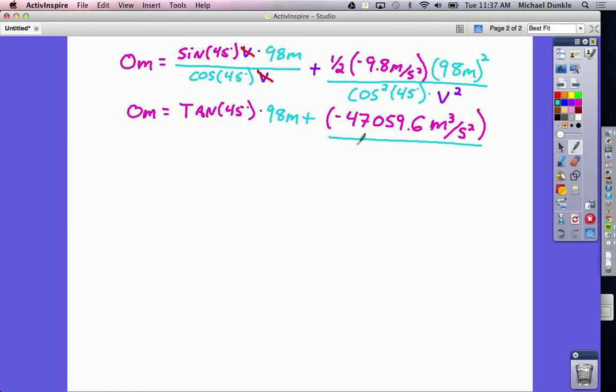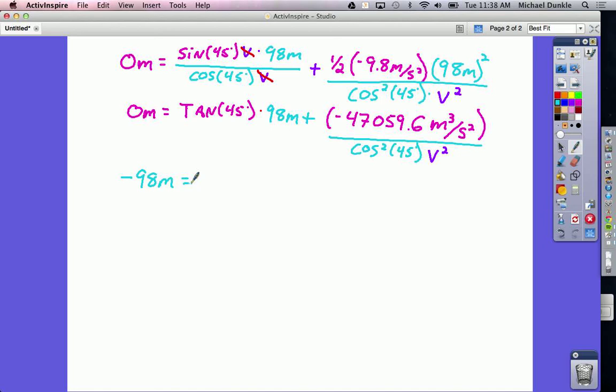And in my denominator, I still have my cosine squared 45 degrees multiplied by my velocity squared. Now what we can do from here, a little bit of algebra, and I'm going to move my tangent 45 multiplied by 98 over to the left. Tangent 45, if you plug that in your calculator, you realize is just 1. So 1 times 98 is just 98. So moving my 98 over to the other side, 0 minus 98 is negative 98. That's now on the left side of my equal sign.